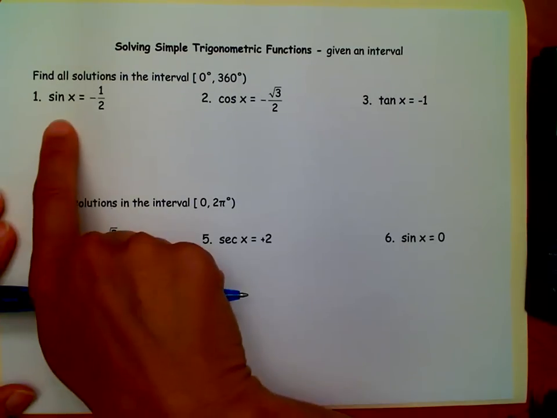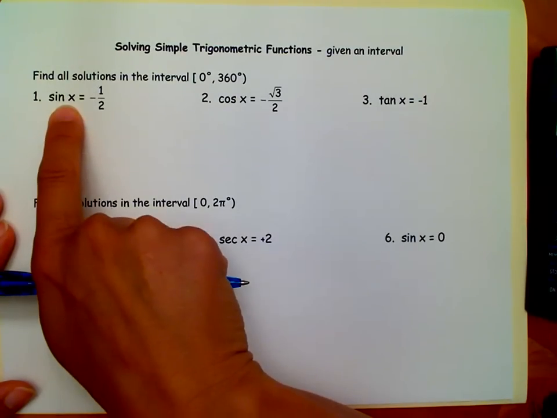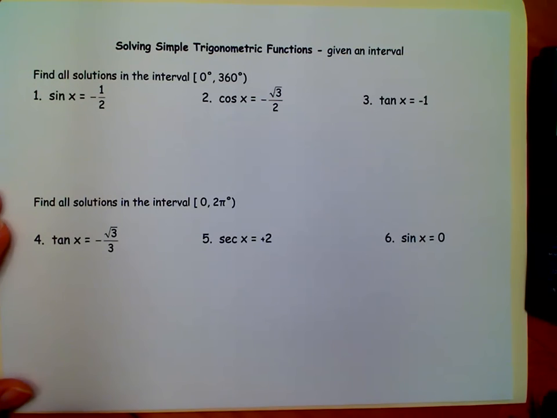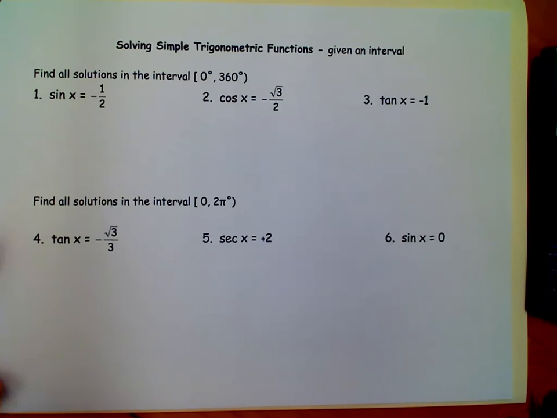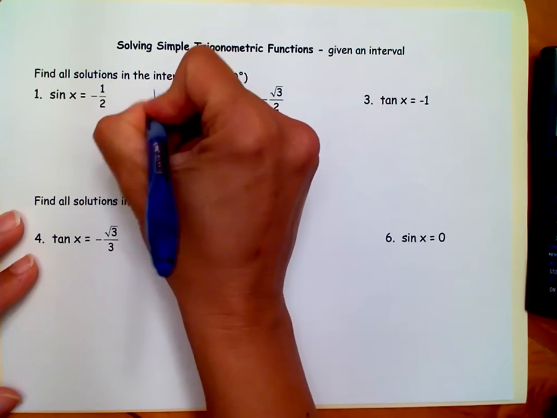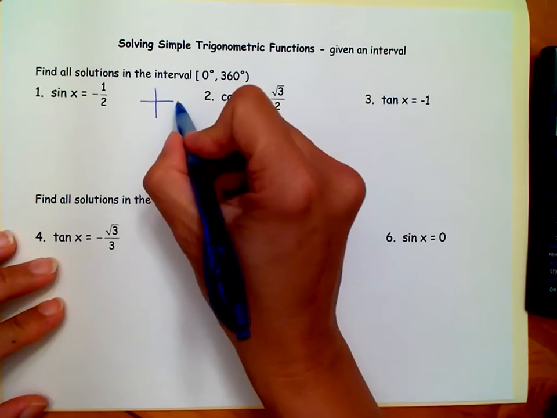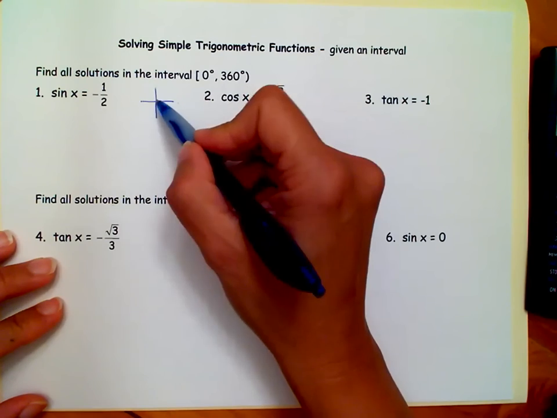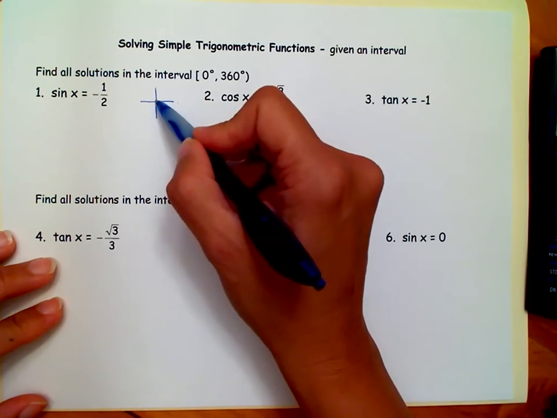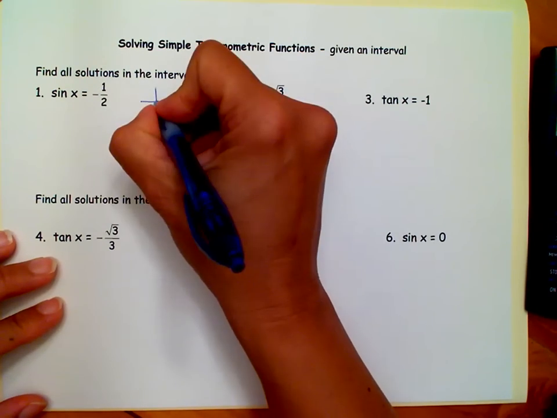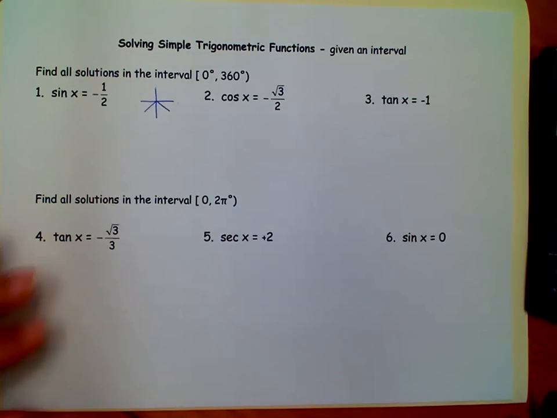Okay, so the first one says sine of x equals -1/2. We need to know when that's true. So sometimes I'll just draw a little quadrant there, and I'll say, well, when is sine negative? Remember, sine always goes with y. So we have our x-axis and our y-axis. Up for y, up is positive and down is negative. So I know I'm in these two quadrants, quadrants 3 and 4.